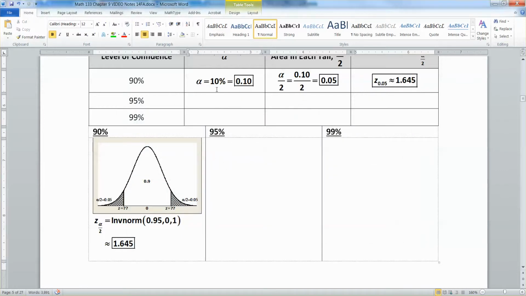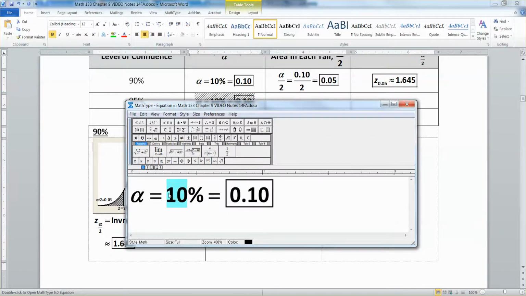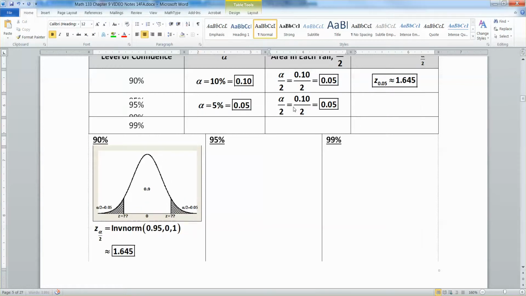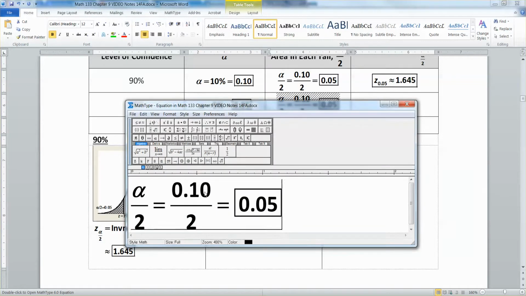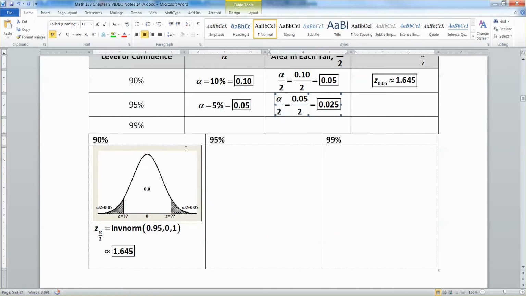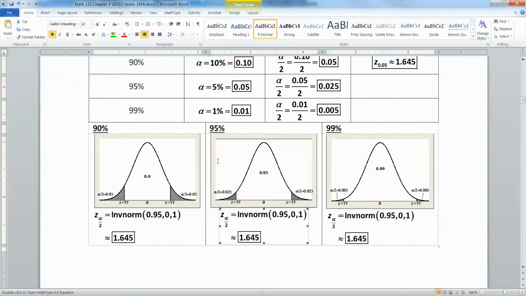All right, so if we have 95%, then our alpha is 5%, which would be 0.05. That means that alpha over 2 would be 0.05 over 2, which would be 0.025. So I'm going to do the same picture, but alpha is going to be 0.025. I drew all of them at the same time just to get it done. All right, so the middle is 95. The tails are 0.025, right?